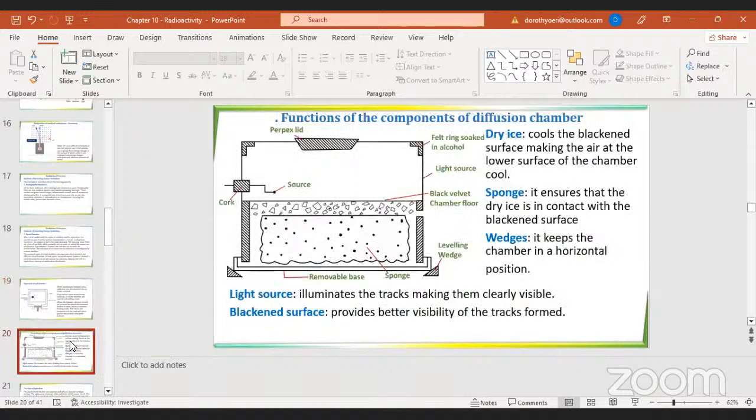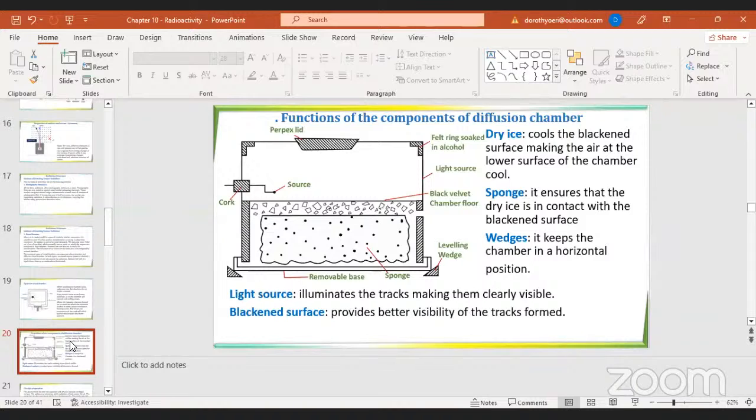The next one is the diffusion cloud chamber. That one there, the diagram is there. This is very important. By the way, you need to have those diagrams and ensure that you can be able to name each part. Now for this one, you should be able to name the black velvet, the sponge, the radioactive source, perspex lead. Now the functions of those components.